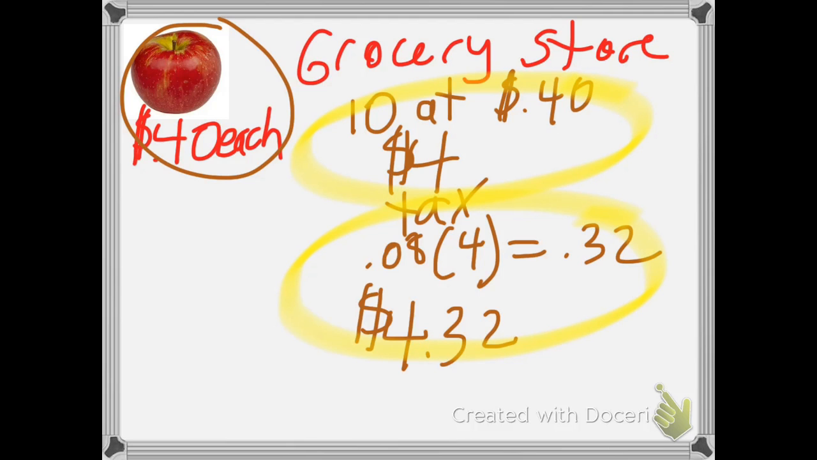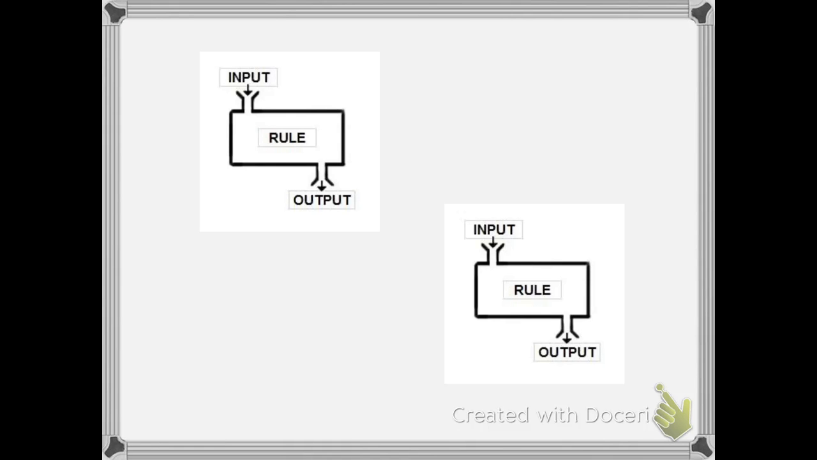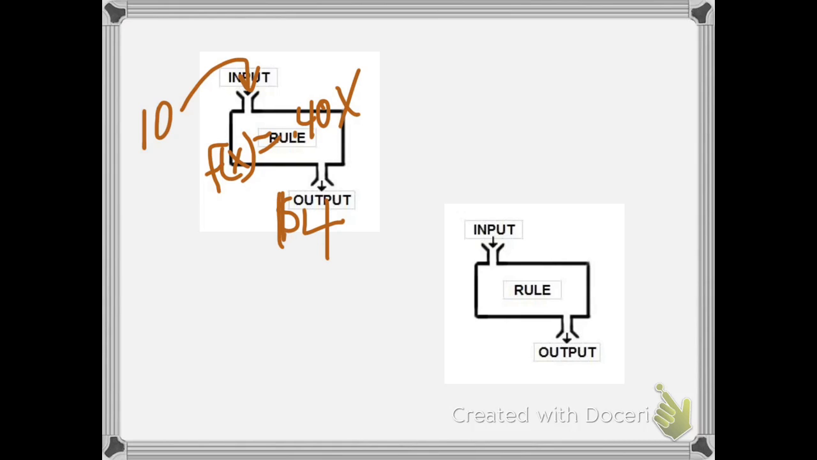These are two functions, composite, like composite rocks. There's two different types of rocks in the one rock. Well, this is composite functions. In this case, we have an input of 10 apples. The rule, let's call it f of x, is 40 cents per apple. So the output is $4.